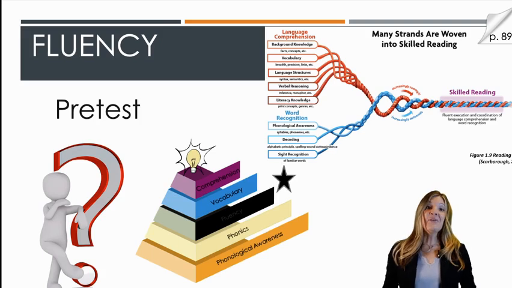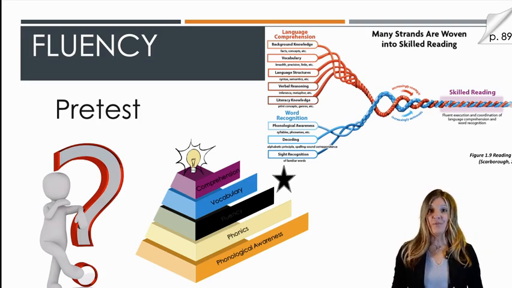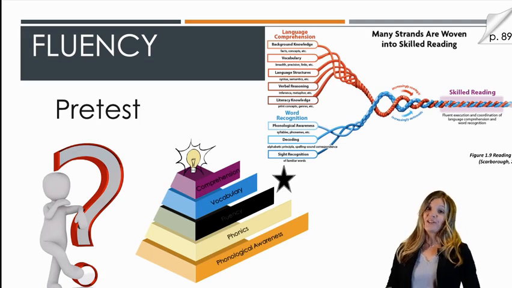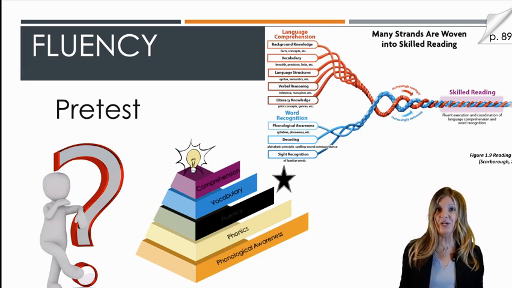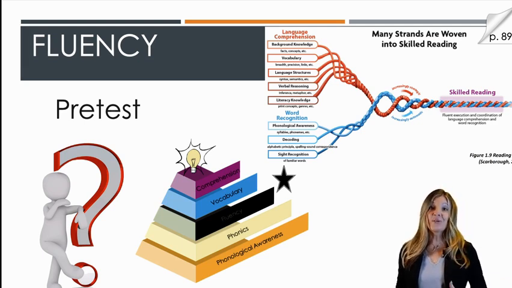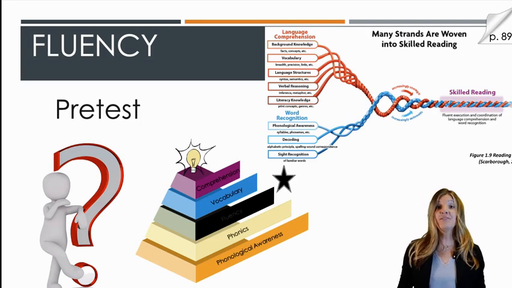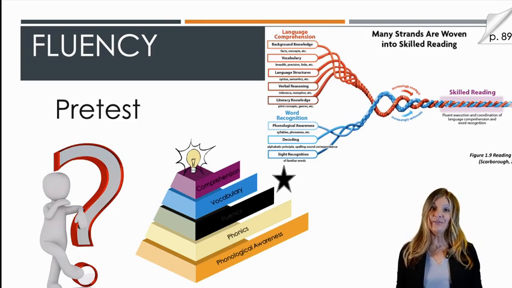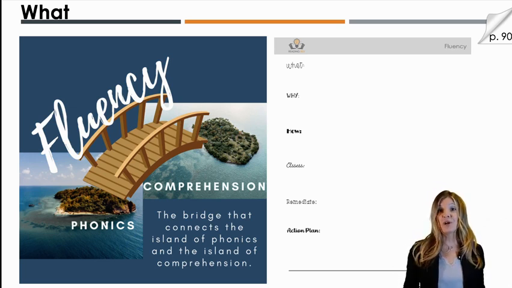As you can see, we are now on the third part of the reading pyramid. We've tackled phonological awareness and phonics, and fluency is often thought of as the third and final foundational skill of reading. You can also see that we're still at the bottom half of Scarborough's reading rope. We now want this to be accurate and fluent decoding and encoding. Let's get started. Fluency is thought of as the bridge between phonics and comprehension.